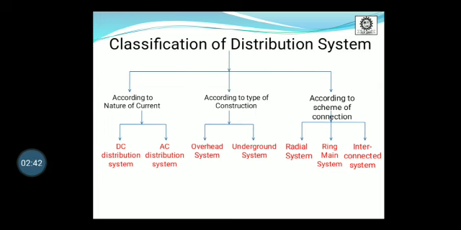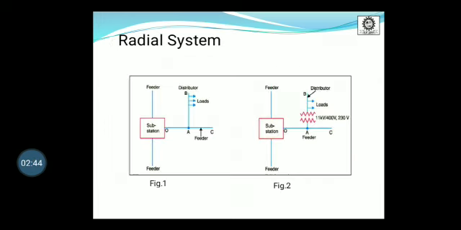First of all, we see radial system. In this system, separate feeders radiate from a single substation and feed the distributor at one end only. Figure 1 shows a single line diagram of radial system for DC distribution, where a feeder OC supplies a distributor AB at point O. Obviously, the distributor is fed at one end only, that is point A in this case.